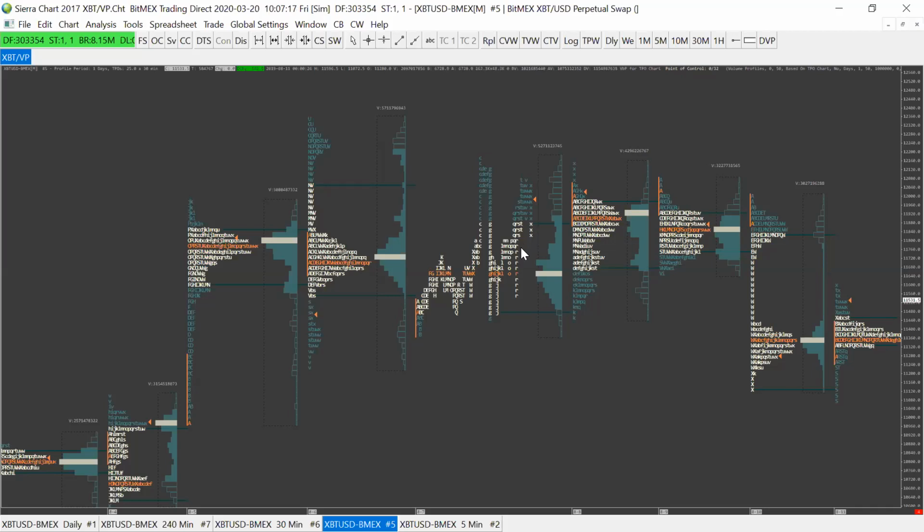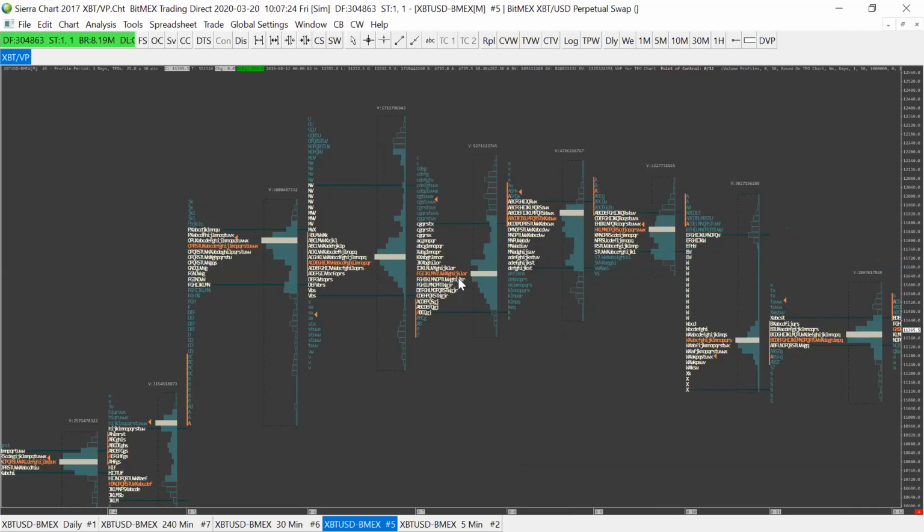And as you can see, they're quite similar, in that the more times price traded through a level or at a level, the more volume is likely to have traded there. So the volume profile and market profile tend to align for the most part, unless you've got some anomaly.